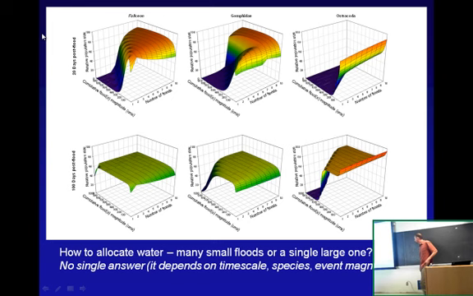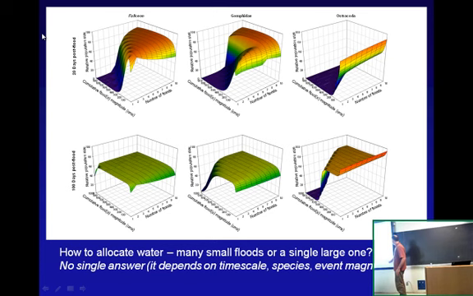And in fact, one big management question is, how do you allocate water? If you have a big dammed river and you want to restore ecosystem function, do you send out a single large flood? Do you do many small floods? Of course, this depends on your management objective, and maybe you want to favor some species over others. There's no easy answer here, but from a modeling exercise such as this, you can create these surfaces.